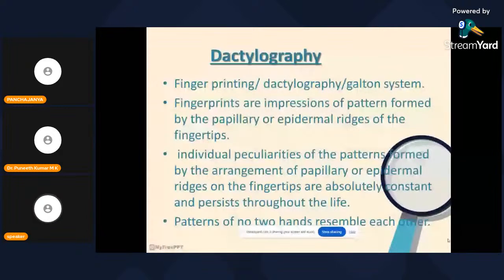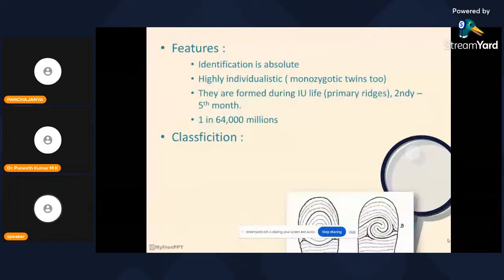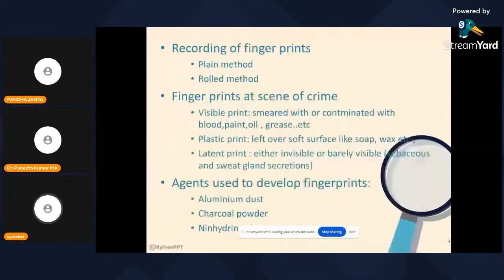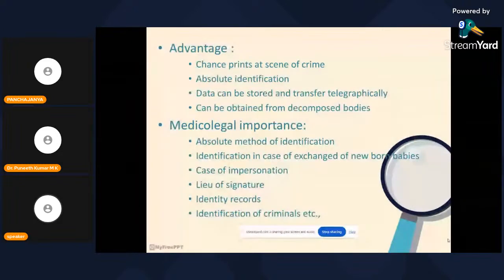And then what are the features and classification, that is four types, is very main. Four types are important. And then recording, how they will record the fingerprints at the scene of crime. That is three categories are there. Based on that, you have to mention. And then what are the agents used for developing the fingerprints, then advantages and medicolegal importance. This is sufficient for 5 marks for dactylography explanation when writing.